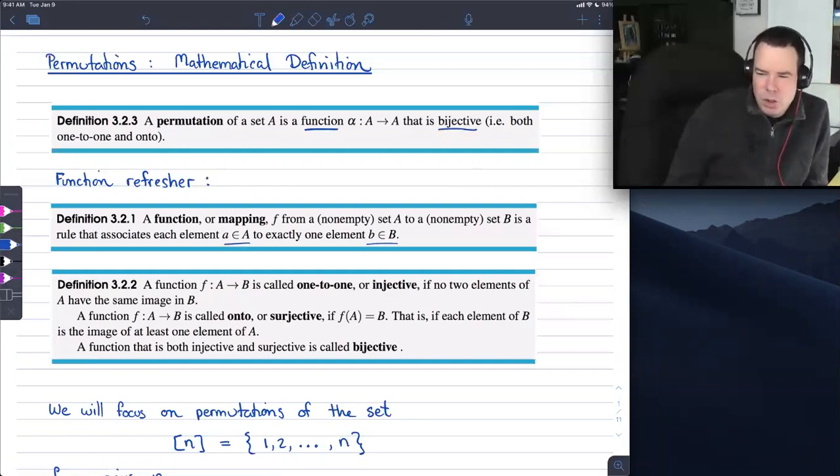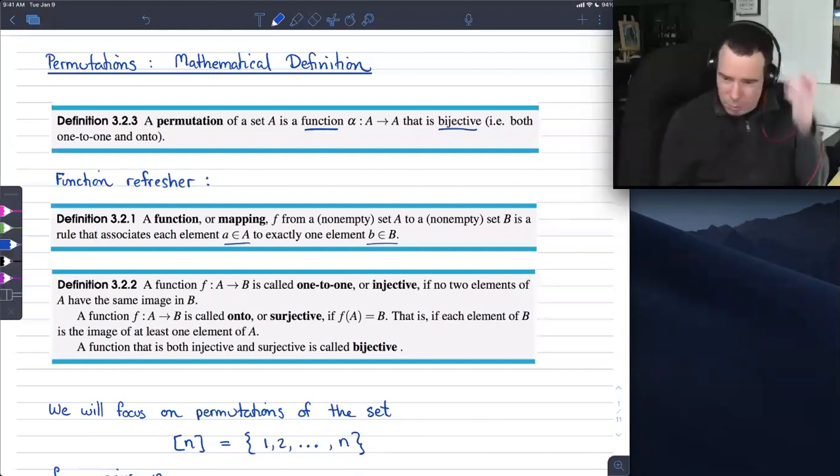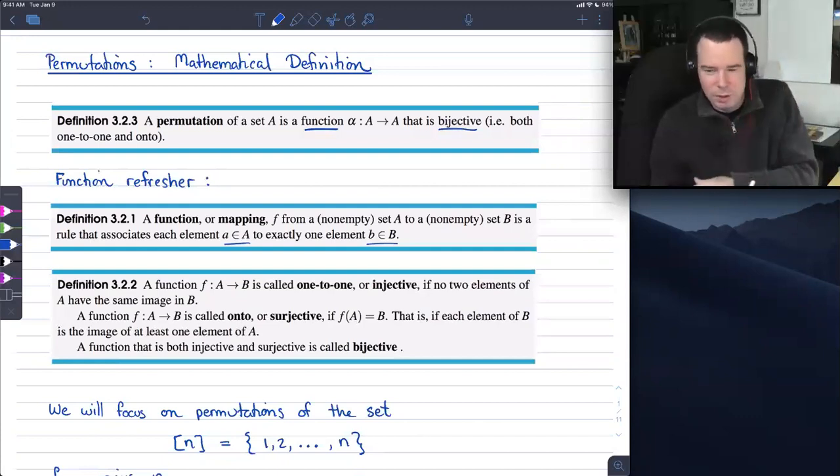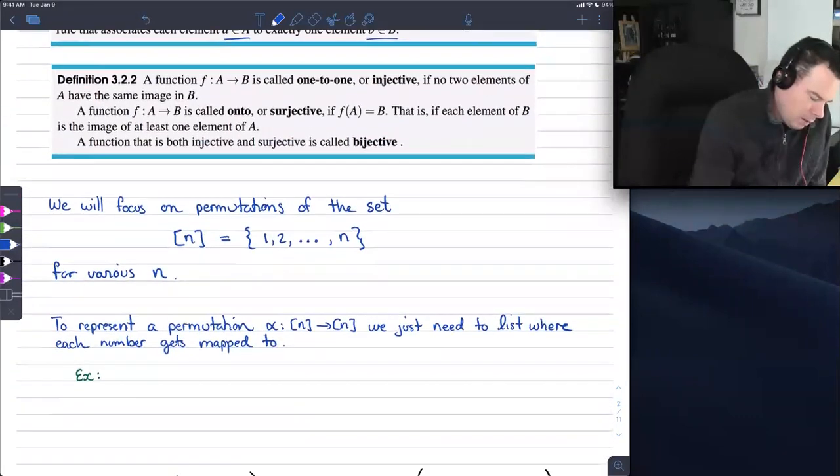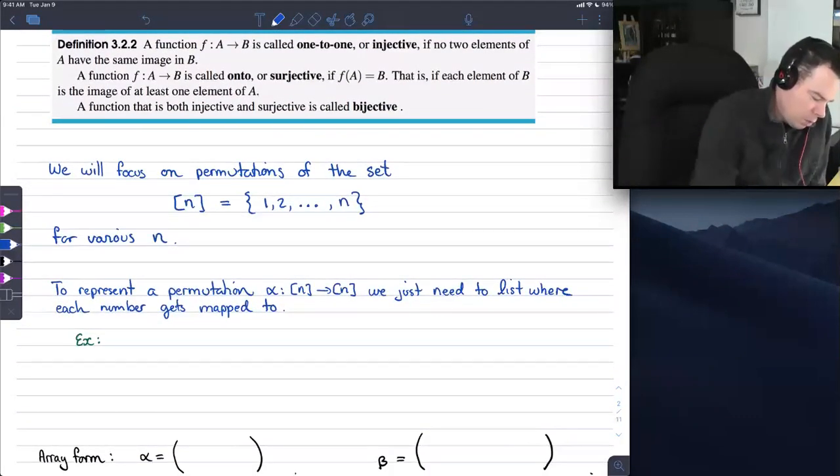What does the term bijective mean? Well, bijective refers to two things, one-to-one and onto, or injective and surjective. So a function from A to B is one-to-one or injective if no two elements have the same image, and it's onto if every element in the output space has been hit by something in the input space. Something that's both one-to-one and onto is called bijective. So that's just a bit of terminology. I'm not going to harp on it too much because these kinds of things are just going to be natural in what we're doing. So let's go ahead and focus on what a permutation is for us.